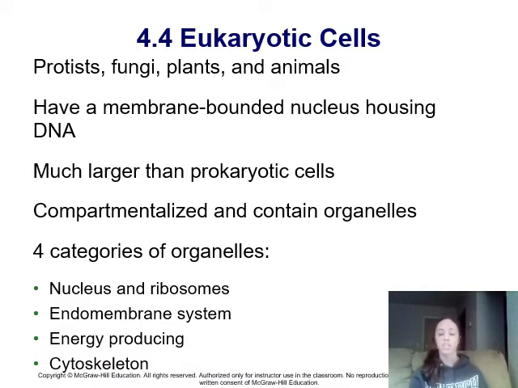Eukaryotic cells are going to contain membrane-bound organelles, more prominently the nucleus. Because they have all these organelles, they're going to be much larger than prokaryotic cells. And all of the chemical reactions that are occurring within the eukaryotic cell are going to be compartmentalized within the various organelles, just like the chemical reactions within our body are also separated from each other within our own organs. And there are going to be 4 categories of organelles.